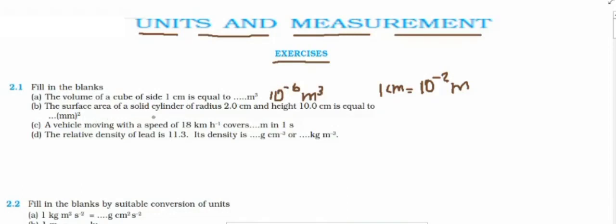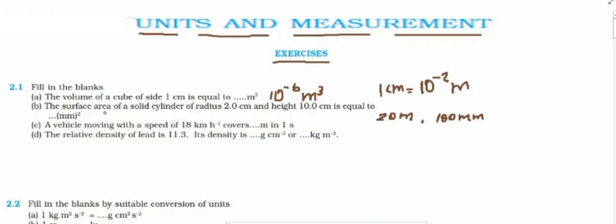Then the surface area of a solid cylinder of radius 2 centimeter and height 10 centimeter is equal to, in millimeter square you need to calculate. First of all, we have 20 millimeter and 100 millimeter. The quantities we can convert into millimeter. Then the total surface area of the cylinder we have to calculate.